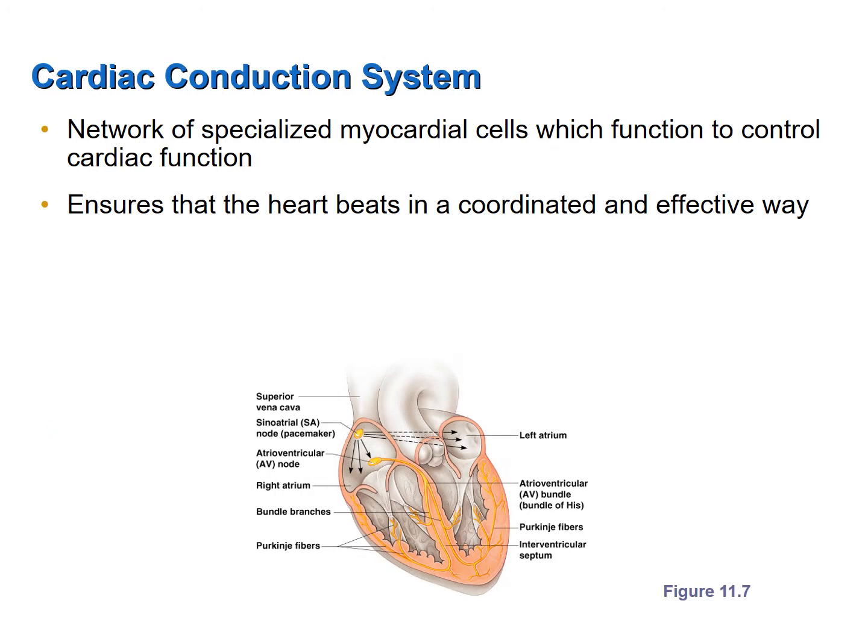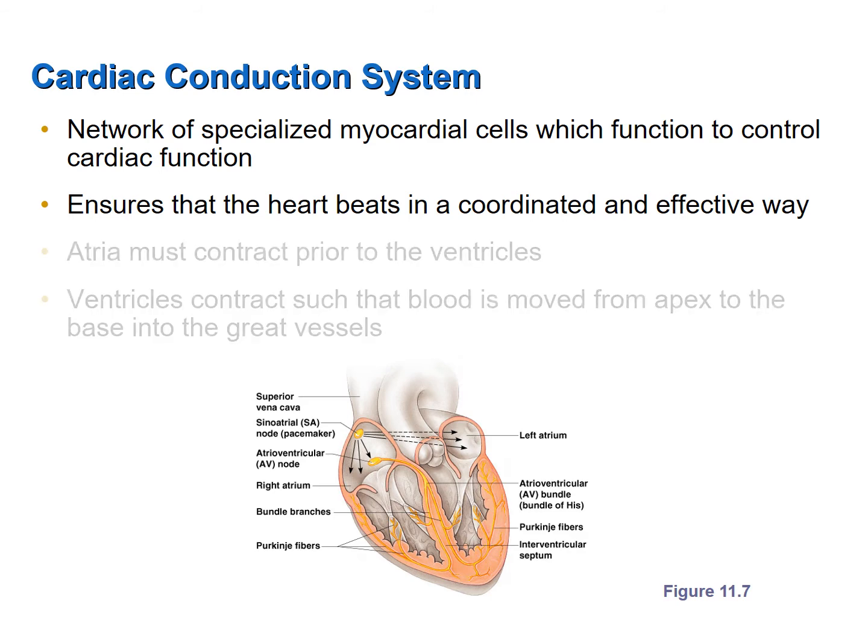In an earlier screencast, we discussed the cardiac cycle and how blood moves through the heart. Obviously, this requires coordination among the hundreds of thousands of cardiac myocytes that are found in the heart. There is a network of specialized myocardial cells called the cardiac conduction system, whose purpose is to control cardiac function, ensuring that the heart beats in a coordinated and effective manner.